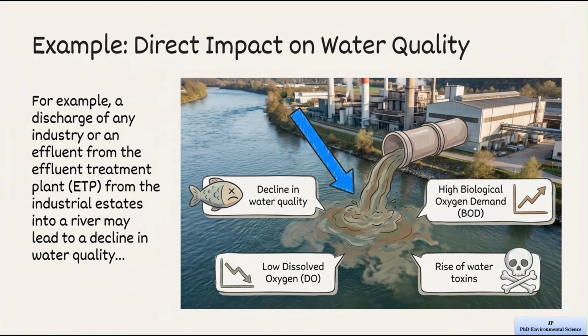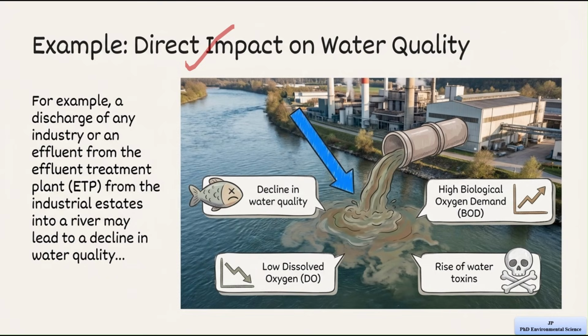Example, direct impact on water quality. So what's happening here? An industry is discharging wastewater directly into a river. So this is a direct interaction between activity and environment. Activity: industrial discharge. Environment: river water.